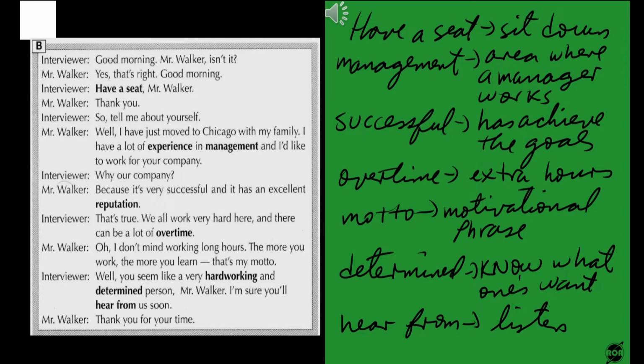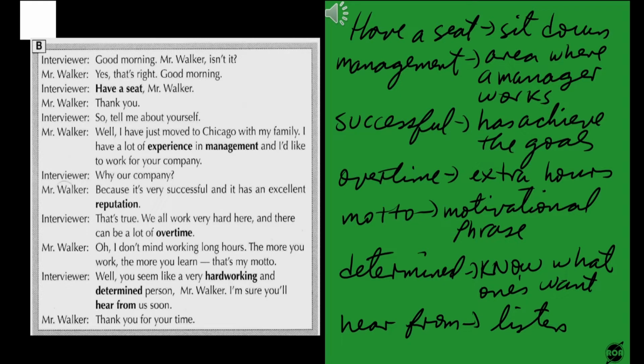Alright, in this conversation, they are having an interview. As you can see, there's an interviewer and there's an interviewee, who is the one receiving the interview, in this case, Mr. Walker. When they say have a seat, that means sit down. When he says that he has experience in management, management is the area where a manager works. So as a manager, he has experience in management. The company is successful, which means the company has achieved the goals that it proposed at some point.